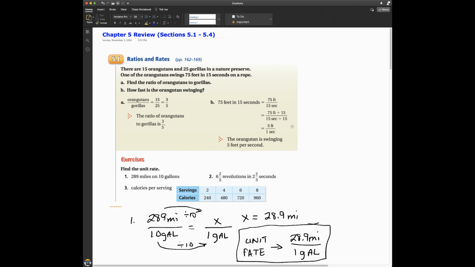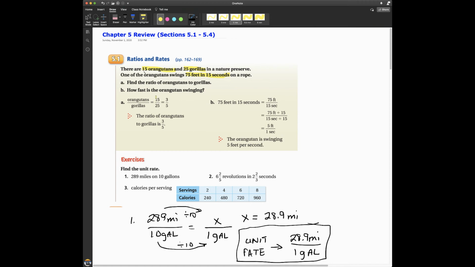So, we covered section 5.1, ratios and rates. There's an example here talking about orangutans, and there's 15 of them, and 25 gorillas in a nature preserve. One of these orangutans swings 75 feet in 15 seconds on a rope. That looks like that could be a rate. So find the ratio of orangutans to gorillas.